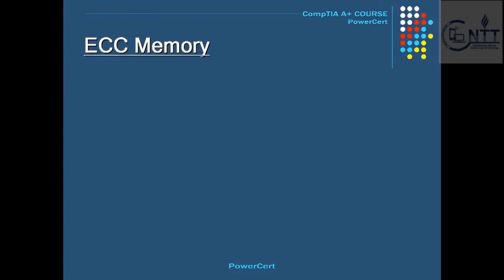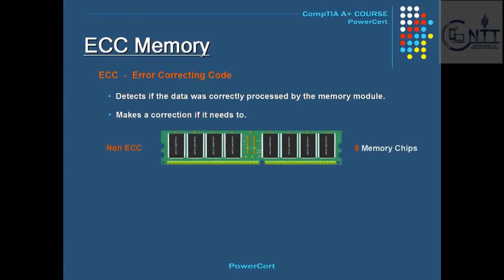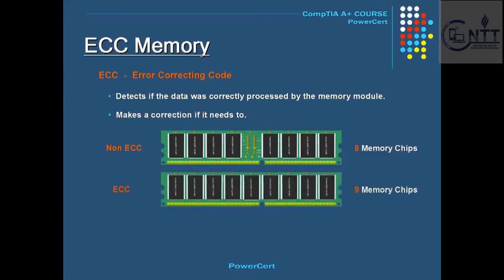Some RAM modules have ECC, which stands for Error Correcting Code. And what this does is that it detects if the data was correctly processed by the memory module, and makes a correction if it needs to. You can tell if a RAM module has ECC by counting the number of memory chips on the module. In a standard non-ECC DIMM, it will have 8 memory chips, but in an ECC module, it will have 9 memory chips.